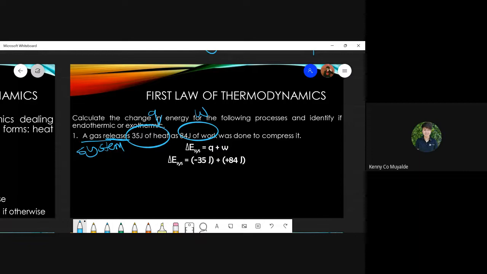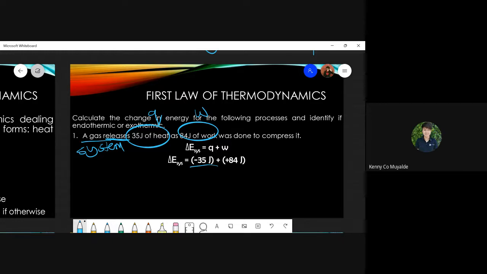Kapag exothermic ang reaction natin, or nag-release ng energy or nag-release ng heat si system, our value will become negative. Kaya nakalagay dito ay negative 35 joules. Plus, next, our value of W. Ang W natin ay 84 joules of work. Next, sino ang gumawa ng work?